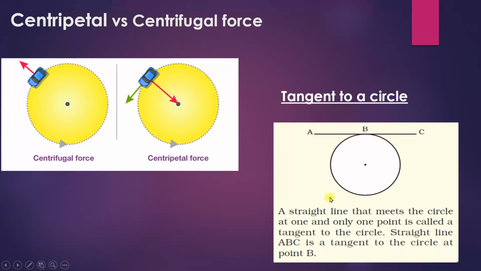Then what is this tangent? Yes, we have already learnt here. It is a straight line that meets the circle at one point, and only one point. Here it touches the circle at point B, and this ABC is the tangent to the circle at point B.